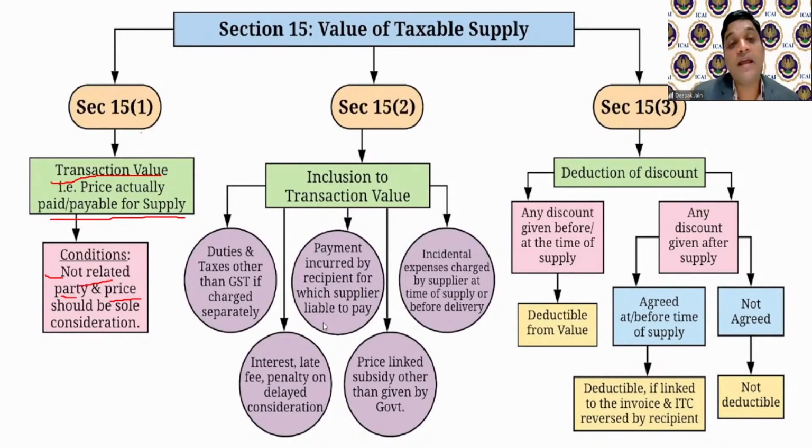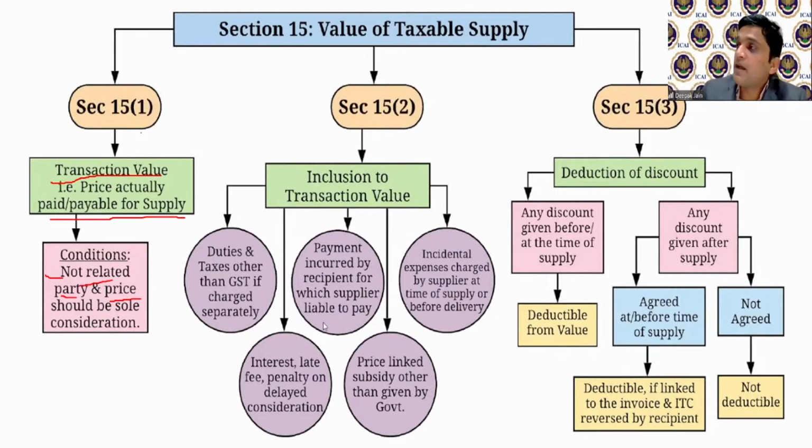Second point is the price should be the sole consideration. It means if I'm selling something, you will pay me the price of it, then it's fine. If you're paying me anything other than the price, like in the example of a chartered accountant supplying service to a doctor, I am supplying chartered accountant services. He is supplying me some doctor services, some treatment. So there is a price for this which is getting exchanged. That's fine. But apart from the price, if he has to do something for me, if there is some consideration which I've received from him, then it is not the transaction value, because it will influence pricing.